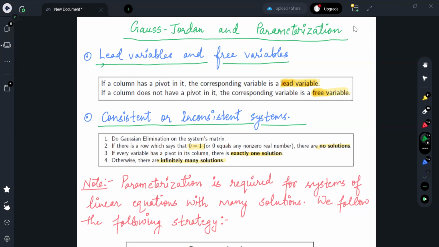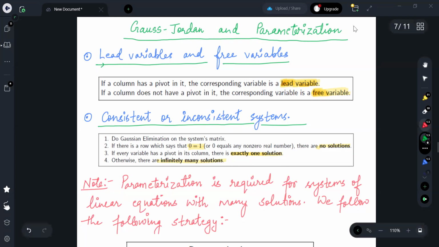That example was quite straightforward because we had a unique solution at the end. In this video, we will learn about the other two cases: when we have infinitely many solutions, where we need to introduce parameters, and when we have no solution, and how to tell when we'll have no solution for a system. Before that, we need to understand two definitions: lead variables and free variables.